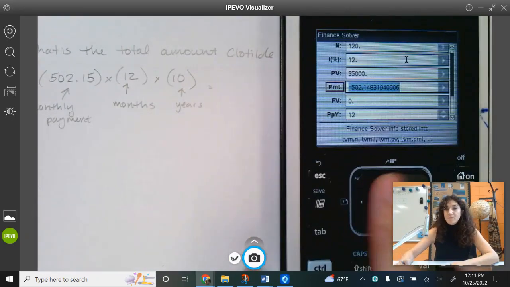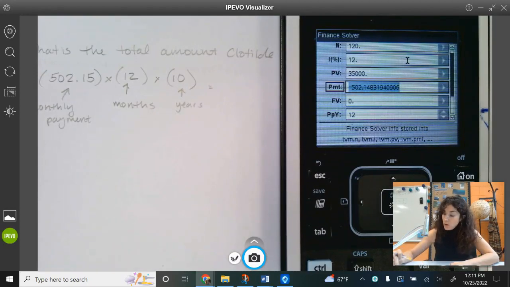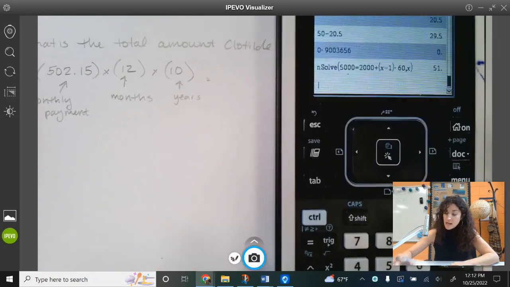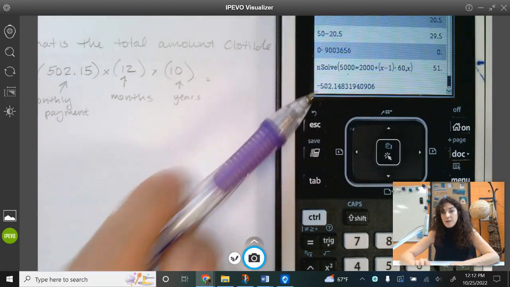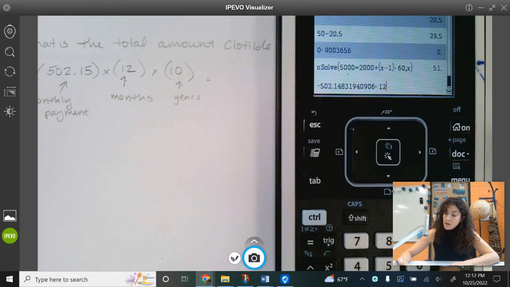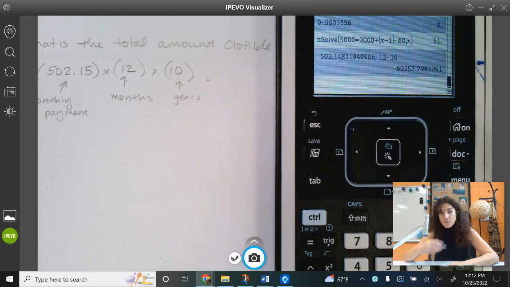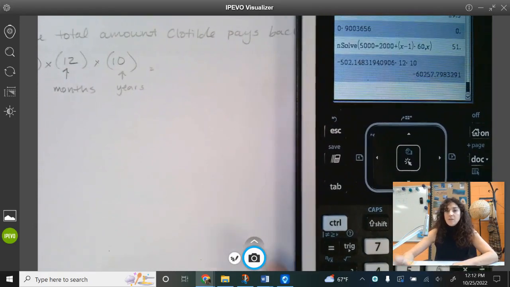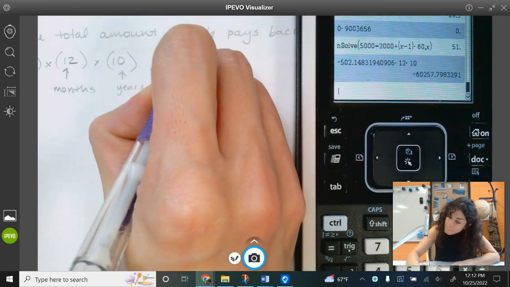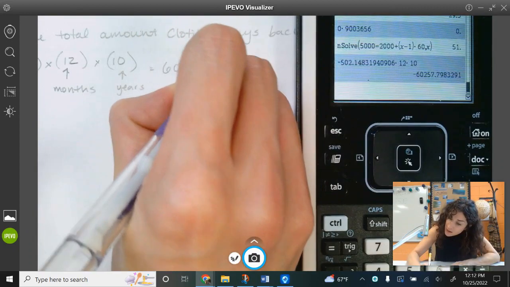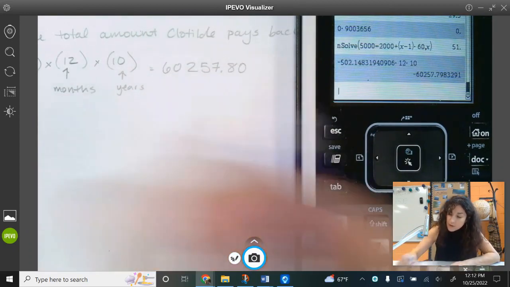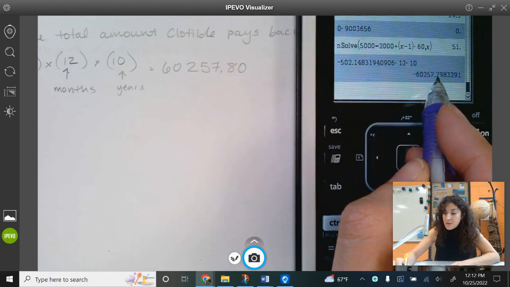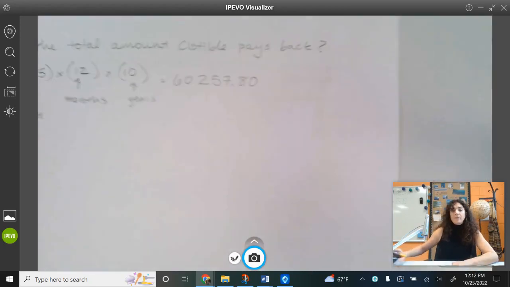I'm going to go back to my calculator. I'm going to press literally Control C, then go to my scratch pad by pressing escape. And if I press Control V, I have just brought that value here. I'm going to multiply it by 12 and multiply it by 10. It's negative, but we know we're actually just taking that positive value. And the answer I get is 60,257.80. 798 means that 9 rounds up and the 8 rounds up, so it becomes 80. Okay.